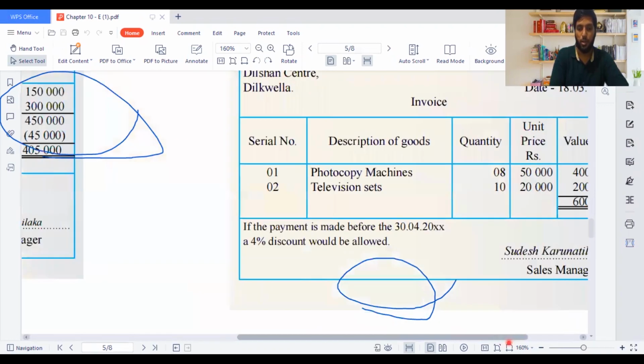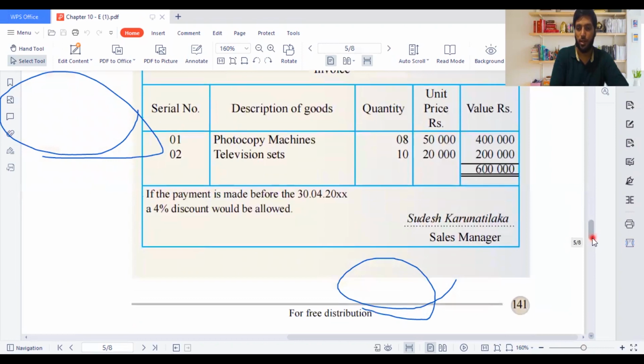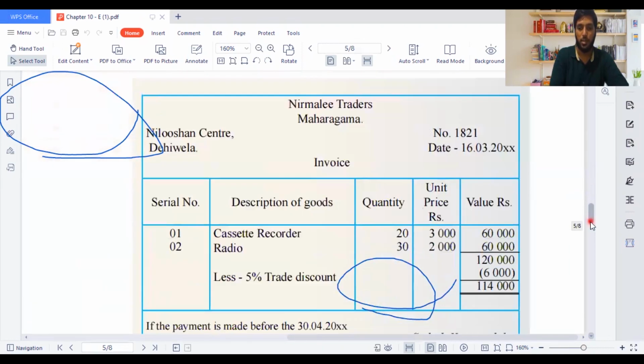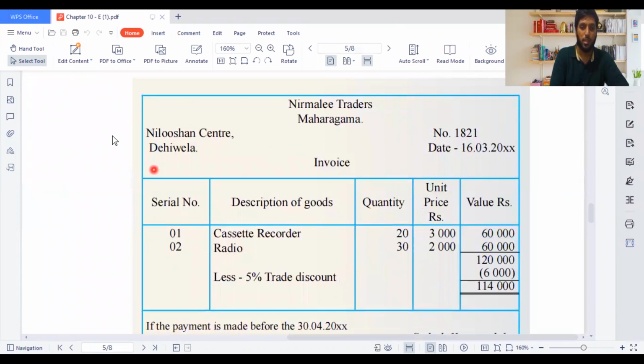140. So I want you guys to turn to 141, right? Let me move on to the second column they have given. Nirmali Traders is again selling for another person, Nilution Center. What is the value they are taking? 114,000. You can see my spotlight. So this is the value you should take.